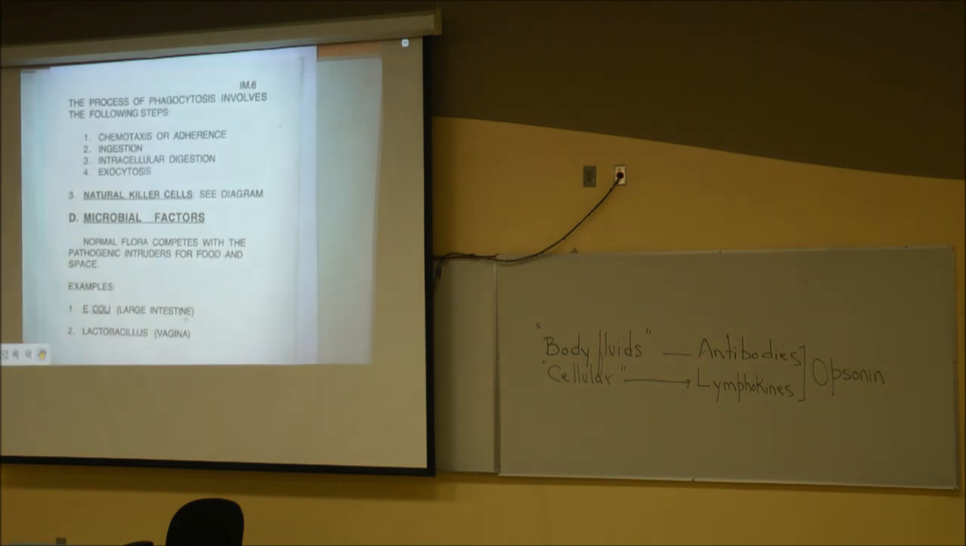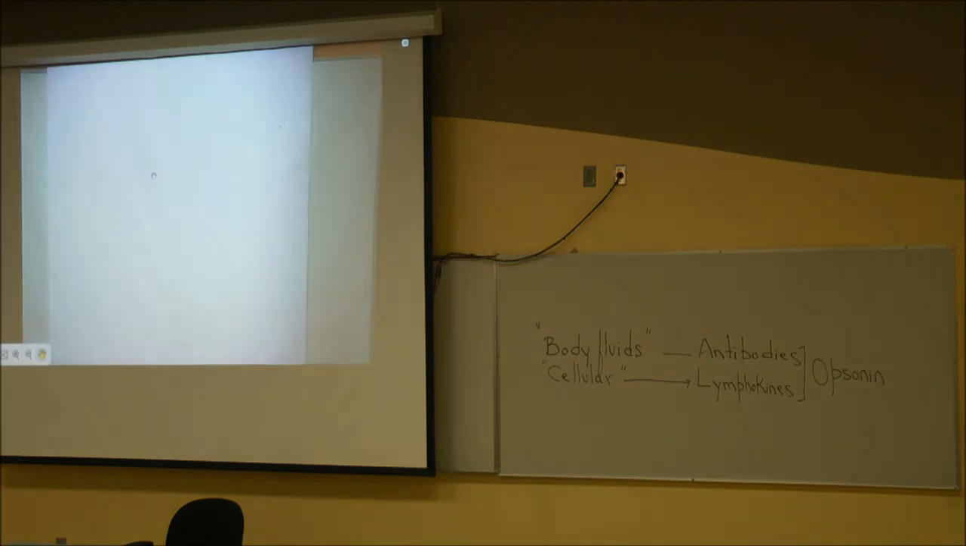Process of phagocytosis. Four major steps are involved in the process of phagocytosis: chemotaxis or adherence, attachment, ingestion, intracellular digestion, and exocytosis. Okay, let's look at the diagram.